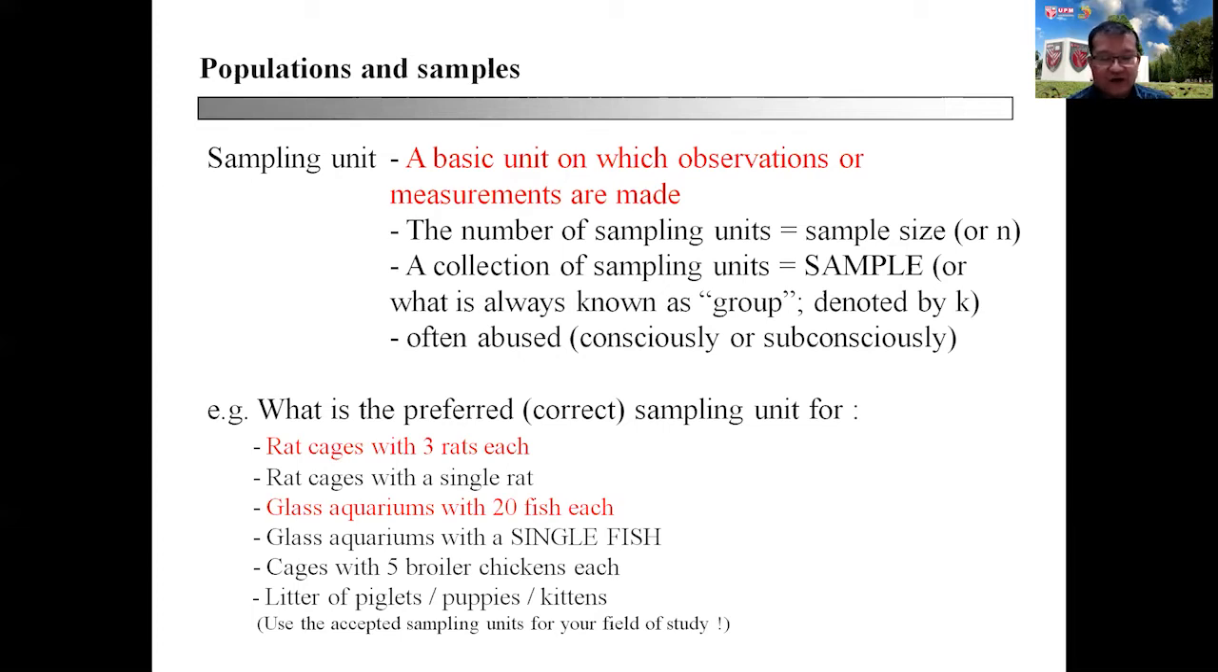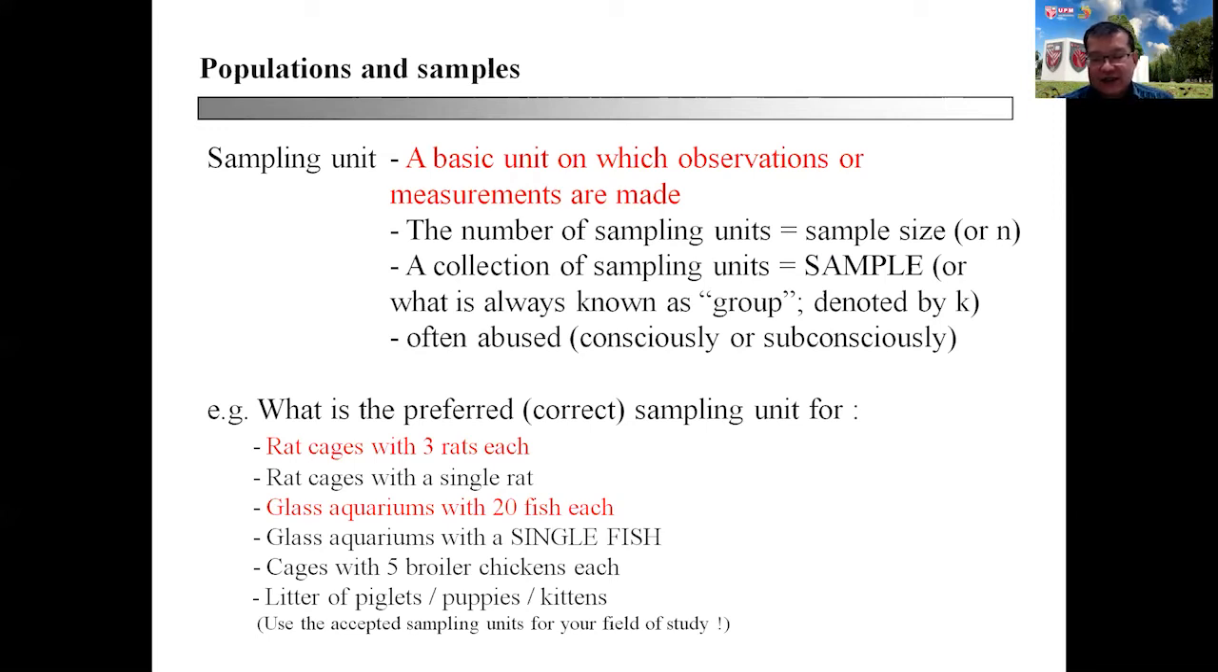This is unfortunately often abused, consciously or subconsciously. As you can see in the following example here, you can have a sample comprising rat cages with 3 rats each versus rat cages with a single rat. Glass aquariums with 20 fish each versus glass aquariums with a single fish. And cages with 5 broiler chickens each, litters of piglets, puppies, or kittens. What is more important is that you really need to know the nature of the experiment.